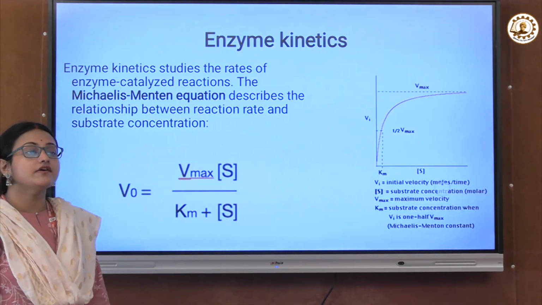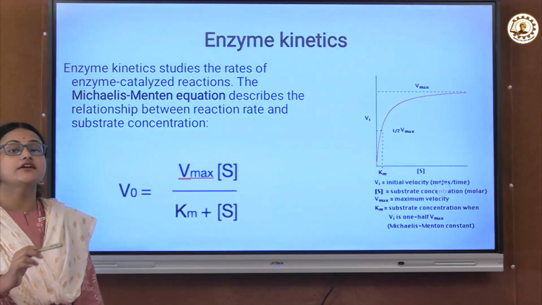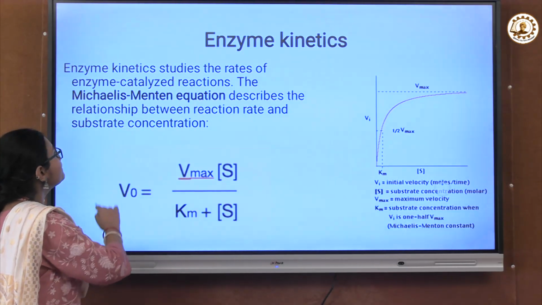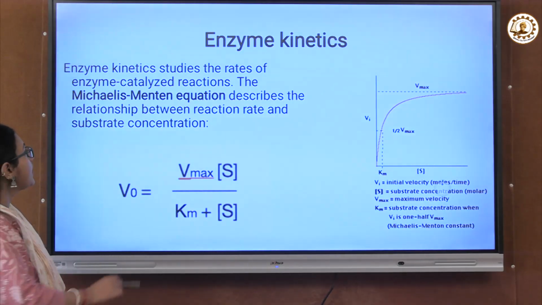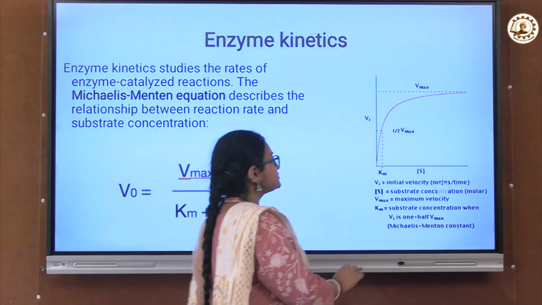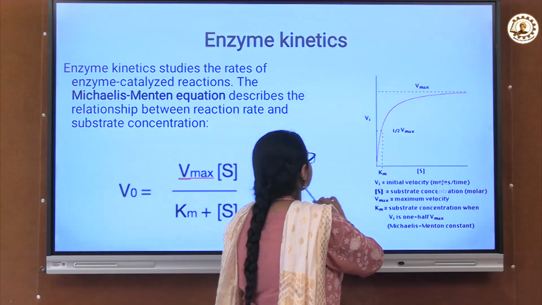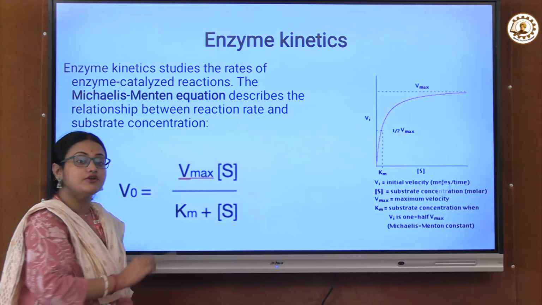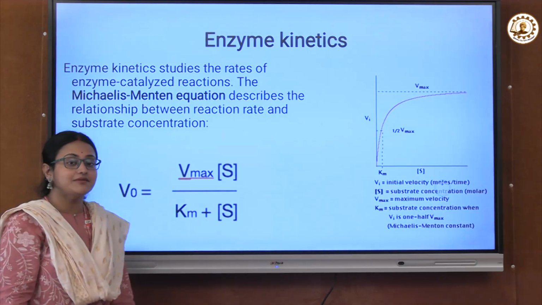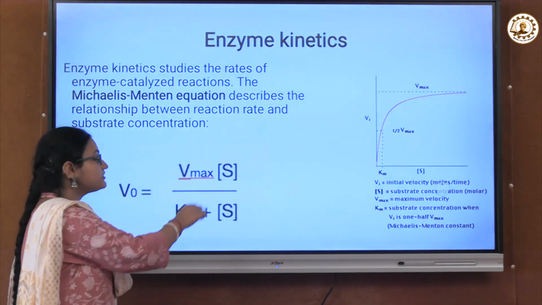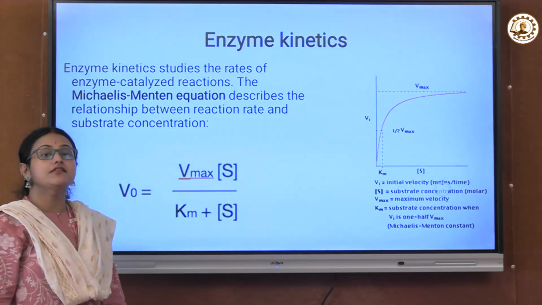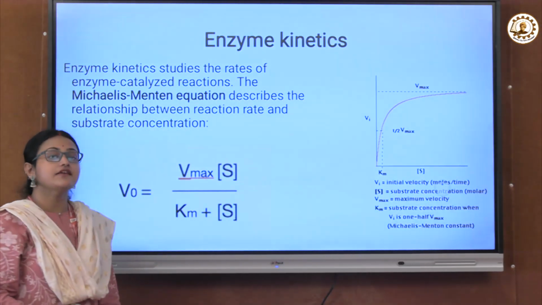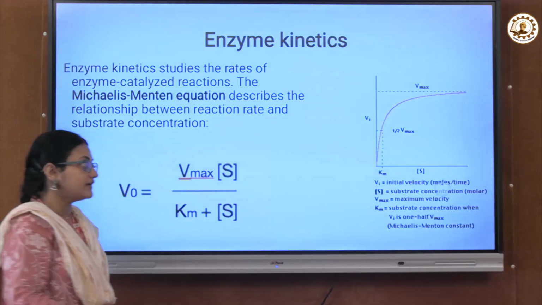Enzyme kinetics. Because the enzyme is related to the rate of the reaction, there is kinetics. Based on that, there is a formulated equation, the Michaelis-Menten equation. In the Michaelis-Menten equation, there are different terms. One is V0 or Vmax. V0 is the initial velocity and Vmax is the maximum velocity. S is the substrate concentration, Km is the Michaelis-Menten constant. So this is the formula: V0 equals Vmax times S divided by Km plus S.